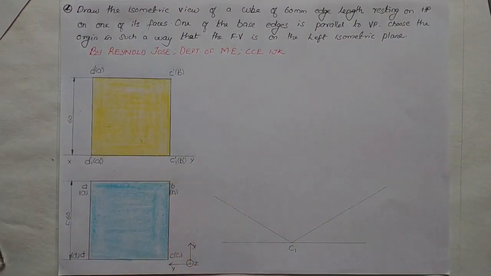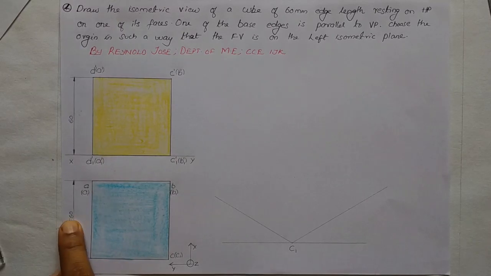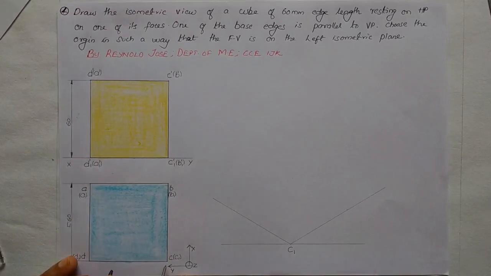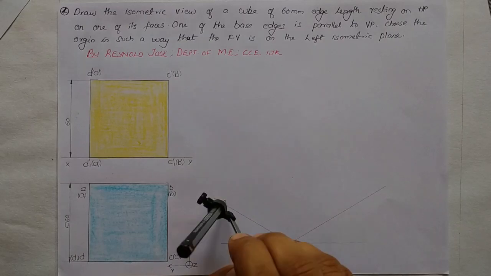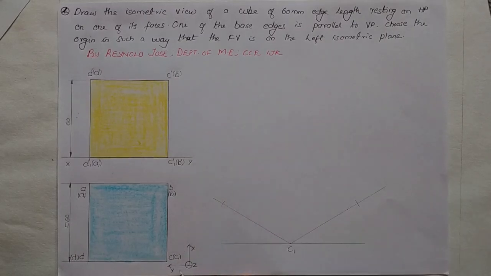So here the edge length of the cube is 60 mm. So we shall take 60 mm in compass, and we shall cut an arc to the left hand side and right hand side. I have drawn a marking here.